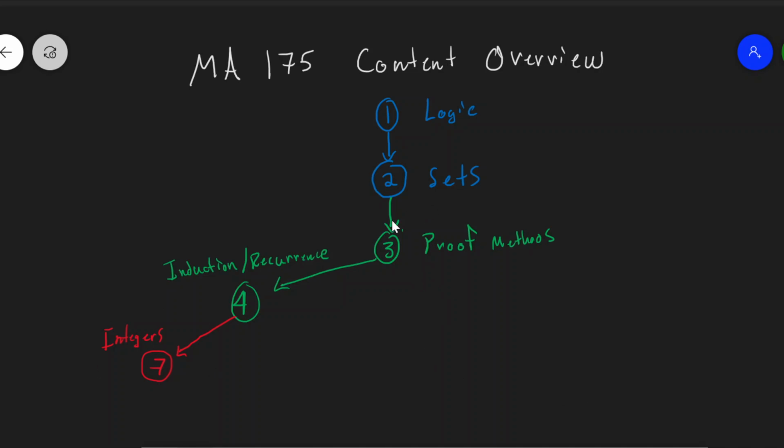And actually, right before integers, I sort of went out of order on this one. After proof methods and induction, we're also going to take a look at another structure, a deeper structure than sets, something with more structure than sets, and that is relations and functions. Those are built off of sets, and very important. So that's sort of the third unit of things we'll be doing.